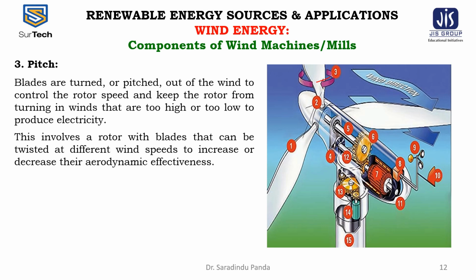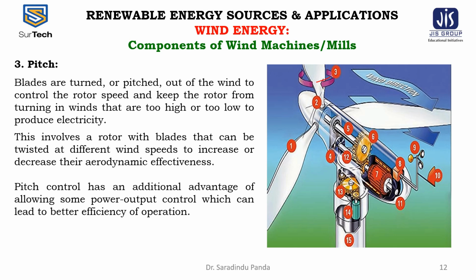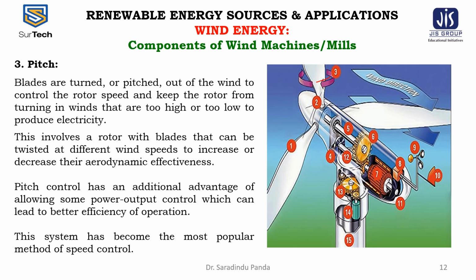This involves a rotor with blades that can be twisted at different wind speeds, as shown in the figure. These can be twisted to increase or decrease their aerodynamic effectiveness. Pitch control has an additional advantage of allowing some power output control, which can lead to better efficiency of operation. This system has become the most popular method of speed control.